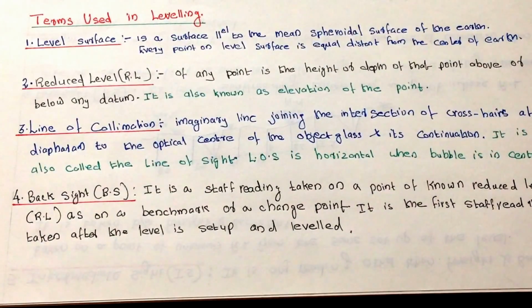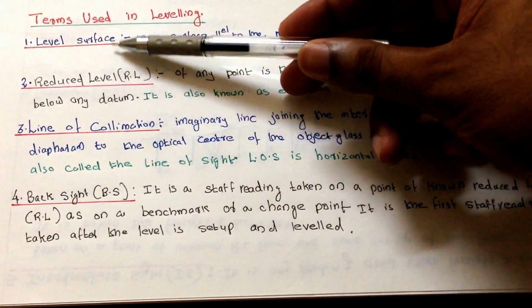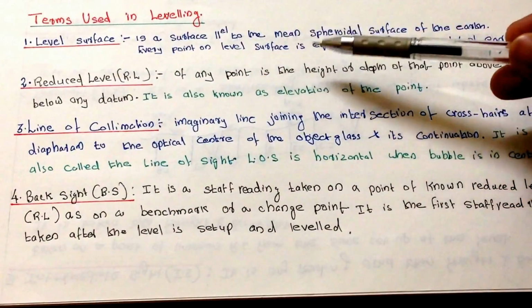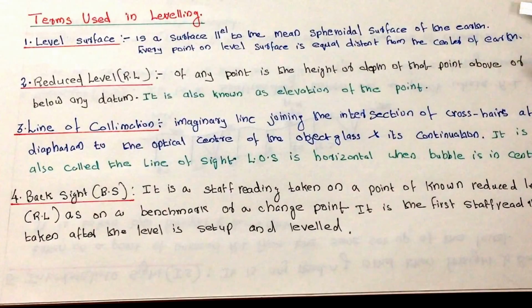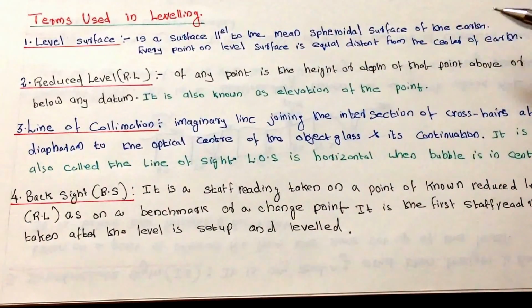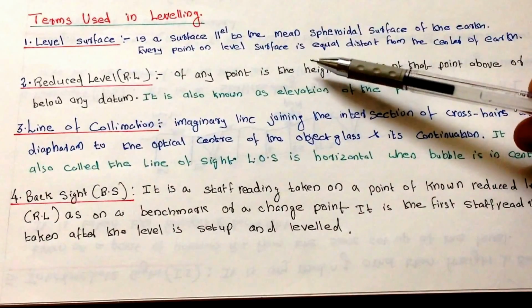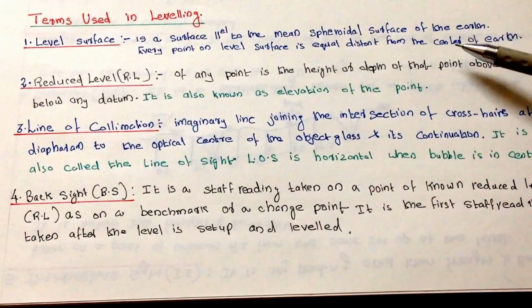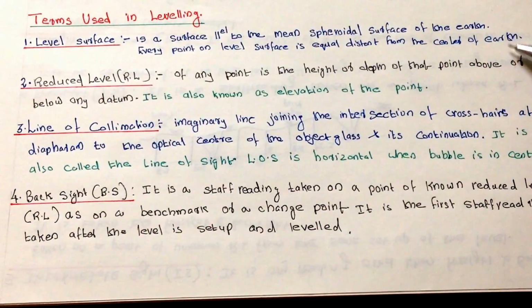So let's start. The first term used is level surface. It is a surface parallel to the mean spheroidal surface of the earth. Every point on a level surface is at equal distance from the center of the earth.